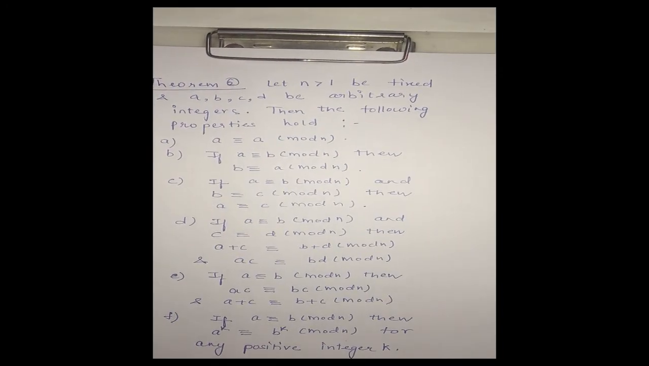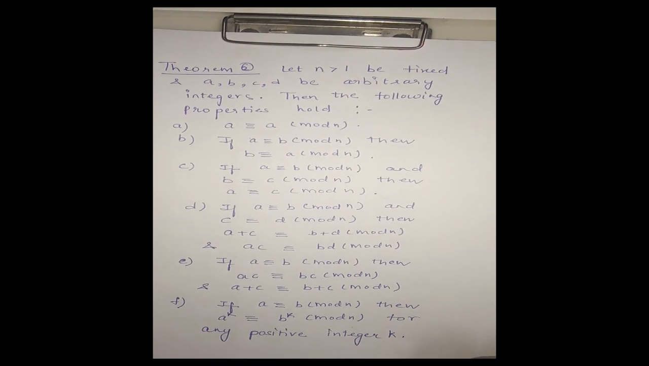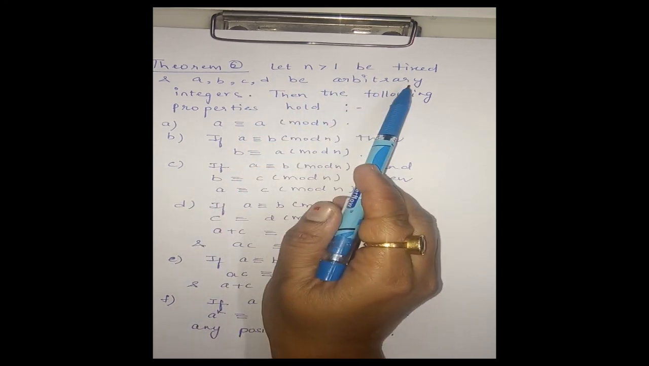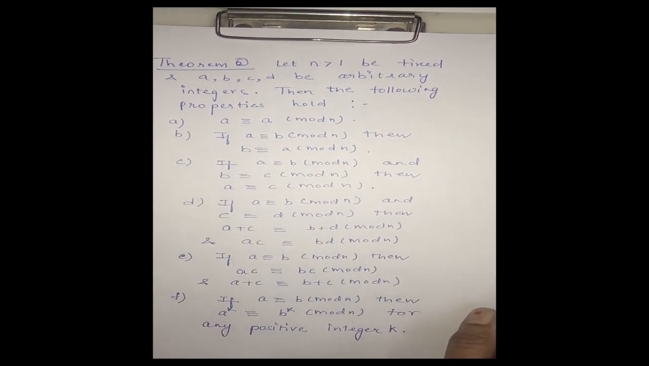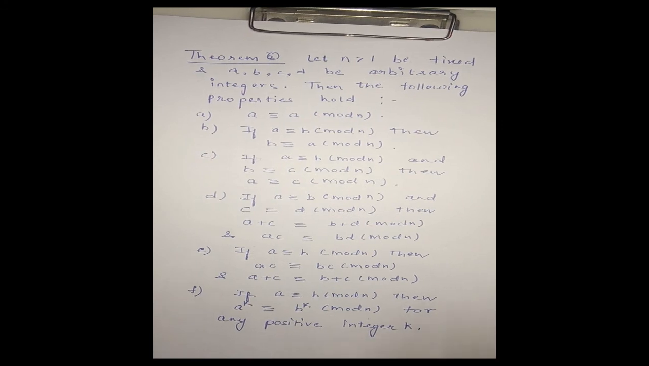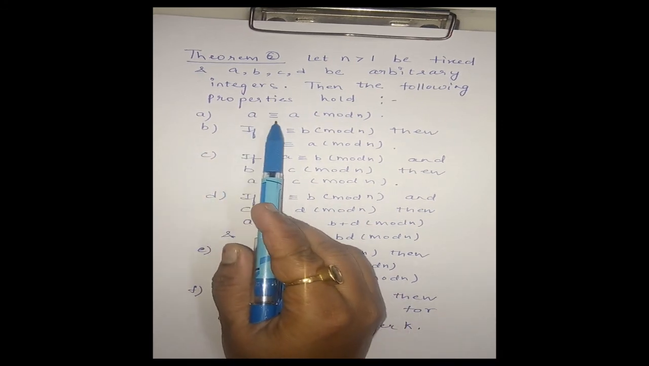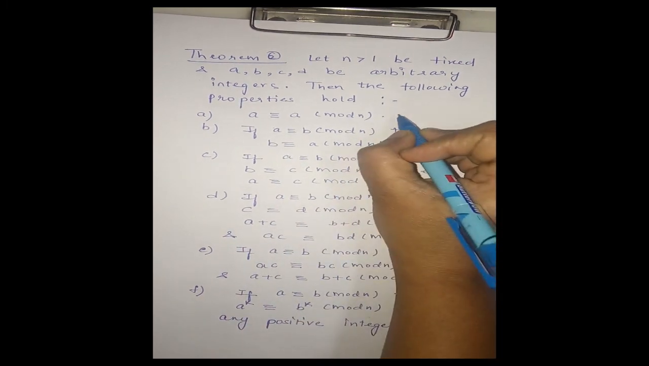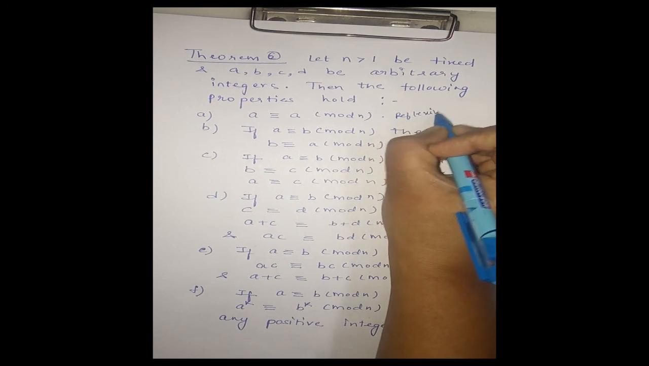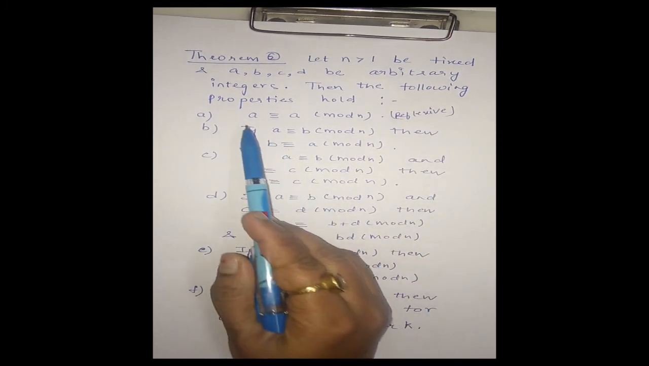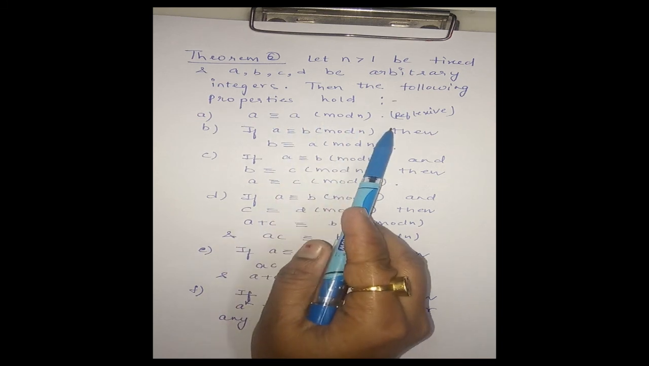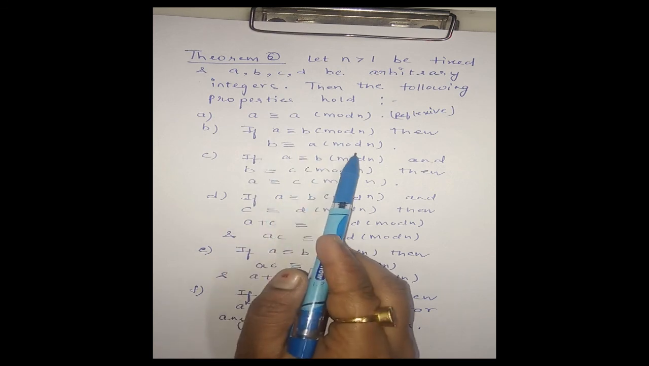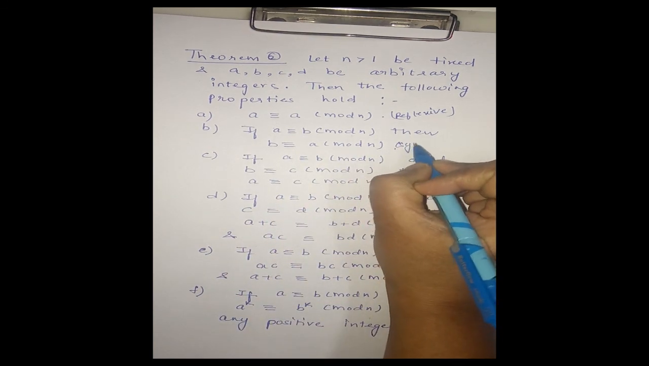Now we come to the second theorem. Statement is, let n be greater than 1 be fixed and a, b, c and d be arbitrary integers, then following properties hold. First is a is congruent to a modulo n. Okay, this we call the reflexive property. Second is if a is congruent to b modulo n, then b is congruent to a modulo n. This is symmetric.